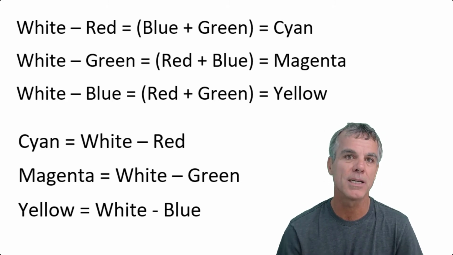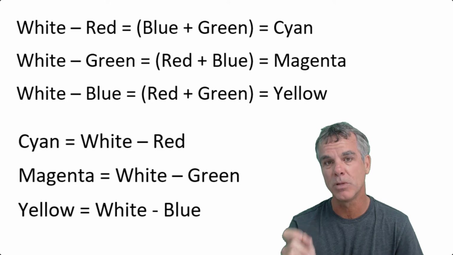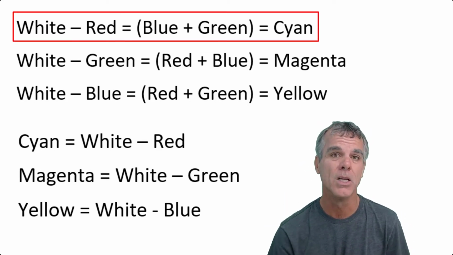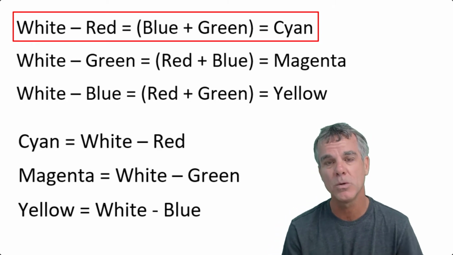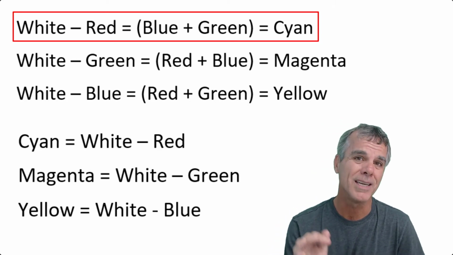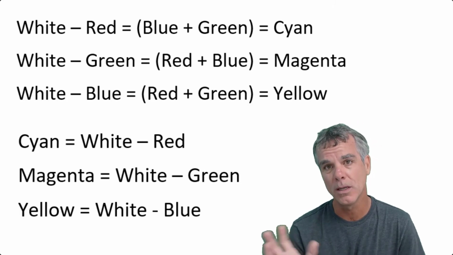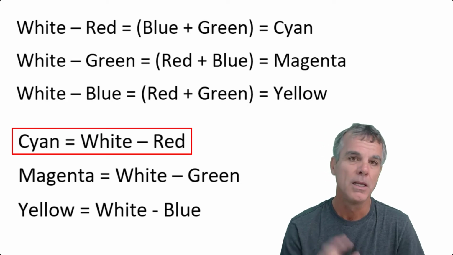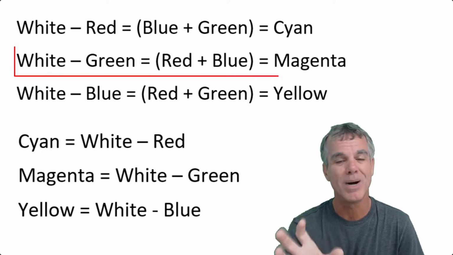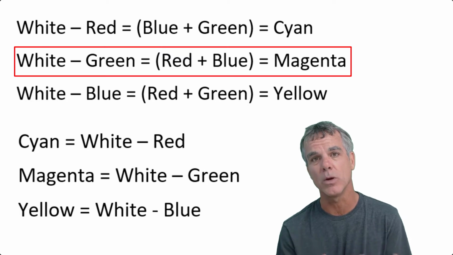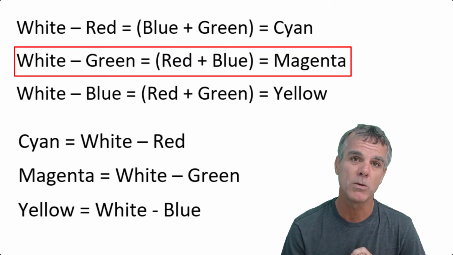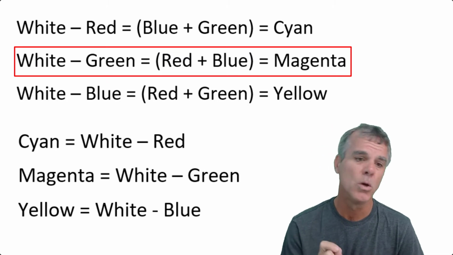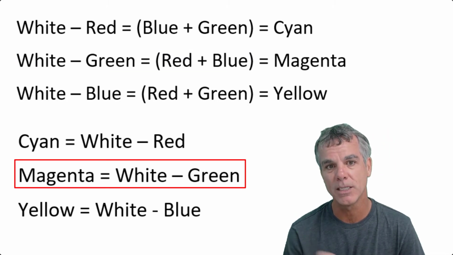Since white is really a combination of red plus green plus blue, if I take white light and I subtract from it the red light, what I'm left with is blue plus green, which equals cyan. So white minus red equals cyan, or another way, cyan is really white light minus the red component. On the other hand, white minus green, what I'm left with is red plus blue. Red plus blue equals magenta. So white minus the green component equals magenta, or magenta equals white minus green.